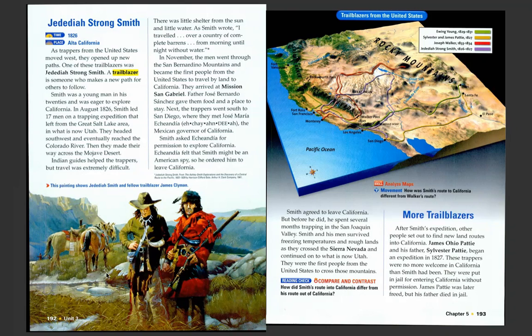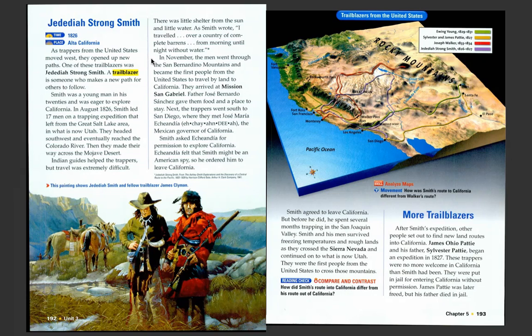So here you can see this is a painting, and you can see Jedediah Smith and fellow trailblazer James Kleiman. So here they are. They're headed west. Back up to the top. There was little shelter from the sun and little water. As Smith wrote, "I traveled over a country of complete barrens from morning until night without water." So when something is barren, that means it's very bare. That means there really isn't much there.